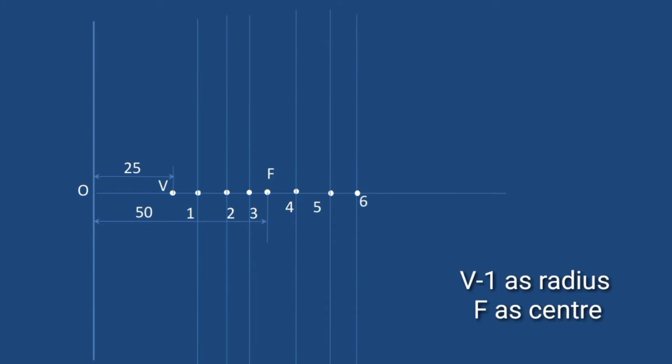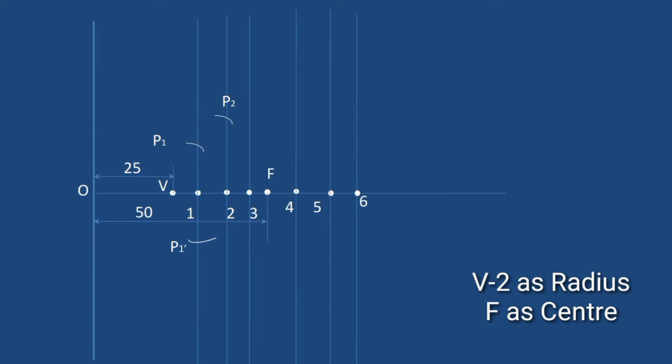Now take V1 as radius and F as center, and draw an arc on the line from point 1, on both sides of the axis, at P1 and P1 dash. Similarly, with V2 as radius and F as center, draw two arcs on the line from point 2, on both sides of the axis, at P2 and P2 dash.